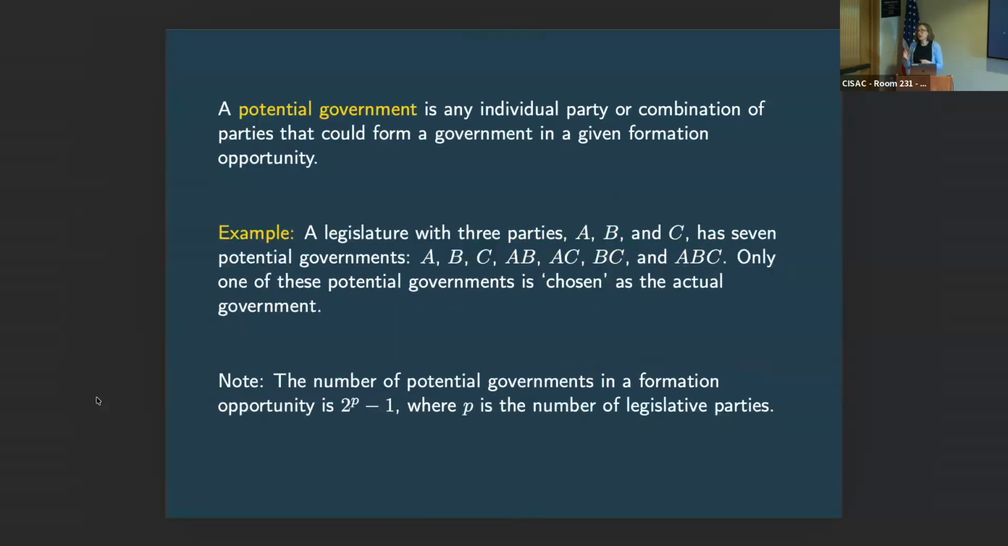And when I say a potential government, I mean any party or combination of parties that could form a government. If I have a legislature with 3 parties, A, B, and C, I have 7 potential governments, because party A or B or C could go into government on their own, and I have all the other combinations of parties, A, B, A, C, etc.